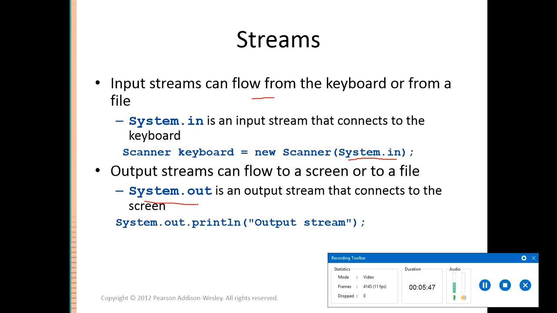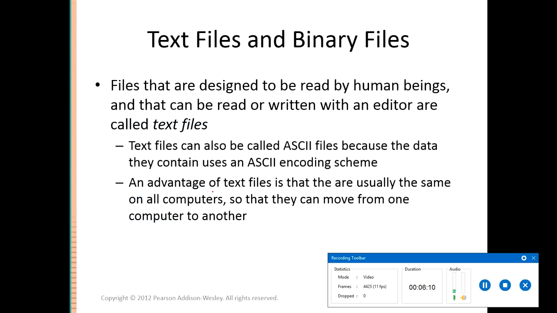For example, System.out in the System.out.println. So System.out is an output stream that connects to the screen. These are the few primitive input-output stream methods that we have been using until now. But in the file handling or file input-output, we are going to talk about many other methods.